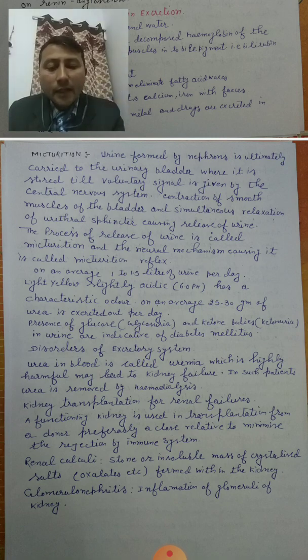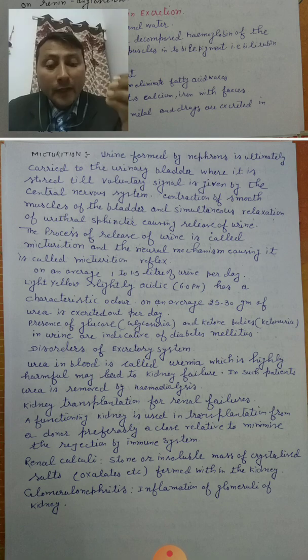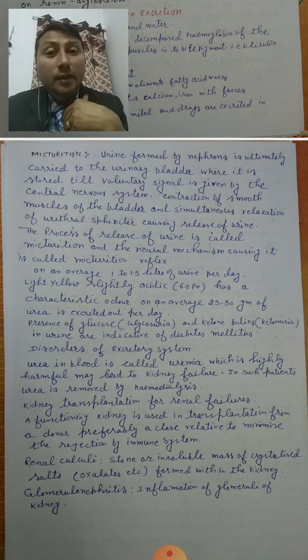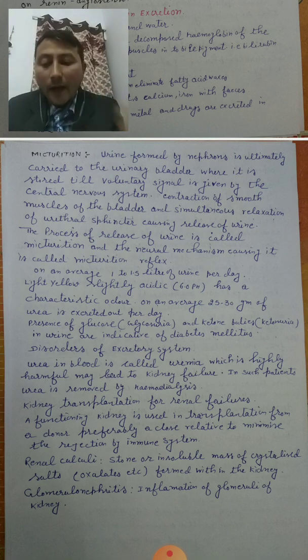A functioning kidney is used for transplantation from a donor, and we should select a donor who is preferably a close relative. Why are we selecting a close relative? So that the kidney can be matched with that person. Because whenever an organ transplantation takes place, the immune system starts fighting with that external organ. So if the donor is a close blood relative, then the chances of acceptance will be higher.